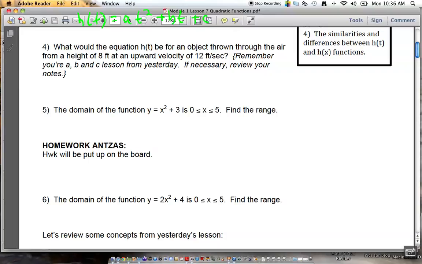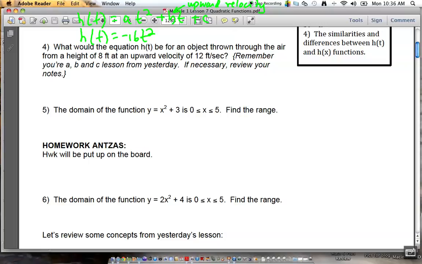A is always either negative 16 or negative 9.8, depending on whether we're doing the English system or the metric system. In this case, since it's talking about feet, what system are we doing? English. So it's going to be h of t equals negative 16 t squared. Now this b here, this is always the upward velocity. Always the upward velocity. So in this problem, what's the upward velocity?